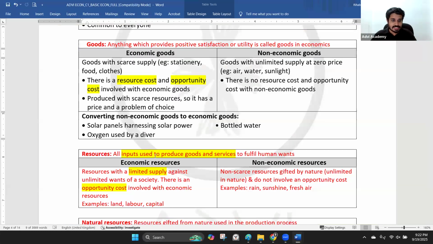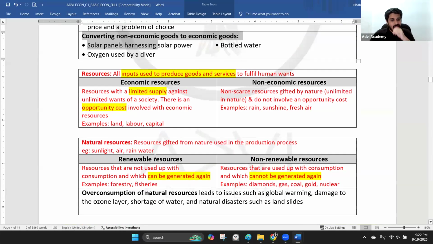Let's quickly discuss some questions and then move on to the next section. In the interest of time, we have a little bit more to discuss, especially in the last part, economic systems. The rest of the sections are small only, so we can finish it.